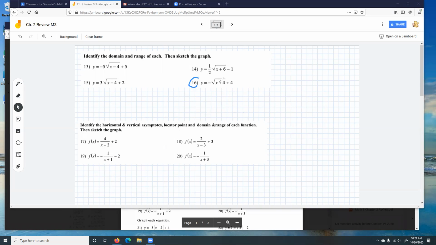16, you can copy down that equation. Let me write it down. y equals -√x. So this is a radical equation, right? In my mind, I know it looks like this, but since it's got a negative in front, it's going to flip upside down. It's going to look like that.